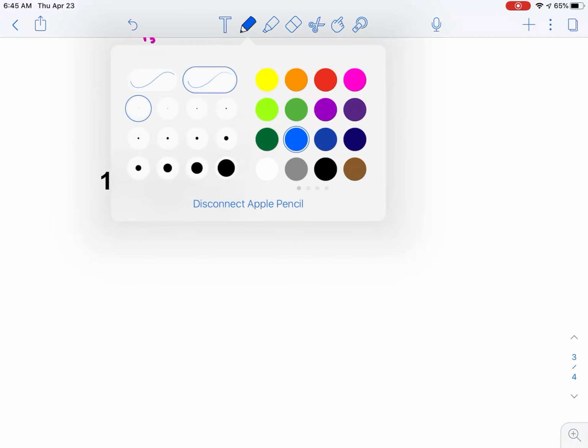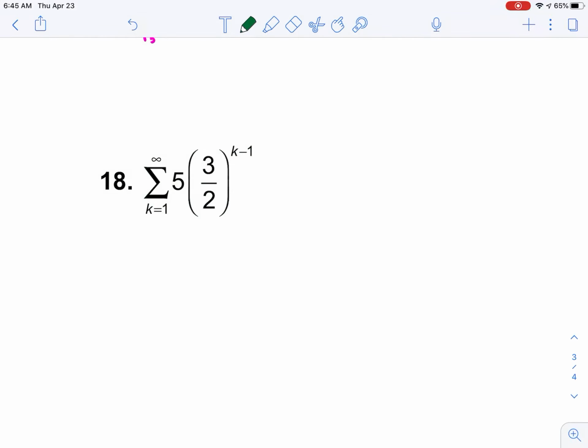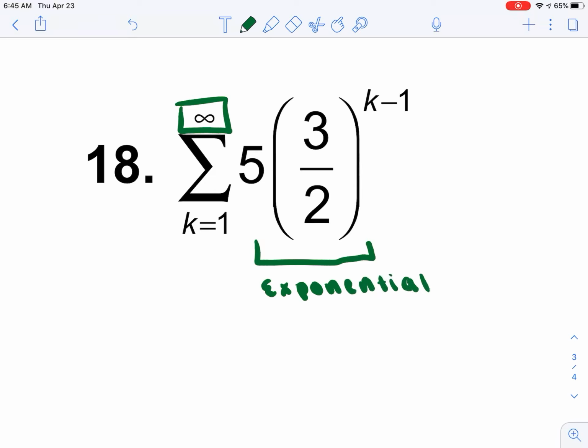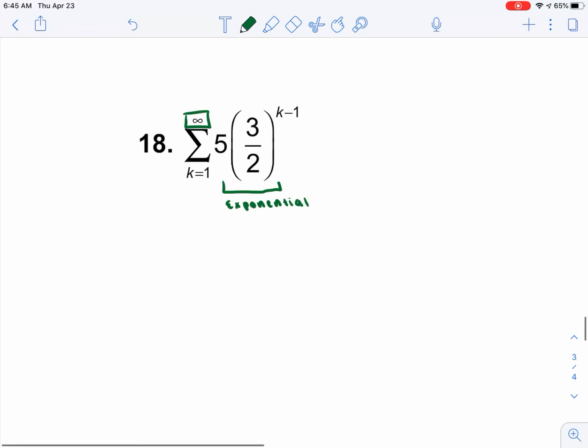Moving on to the next problem, we have some sigmas. So looking at this one, how do I know when I'm going to use this formula when it involves sigmas? Well, first thing, dead giveaway, infinity on the top. Second thing is that we see an exponential function. Now, if the infinity wasn't on top, we would use the other formula as long as this was exponential. So how am I going to do this?